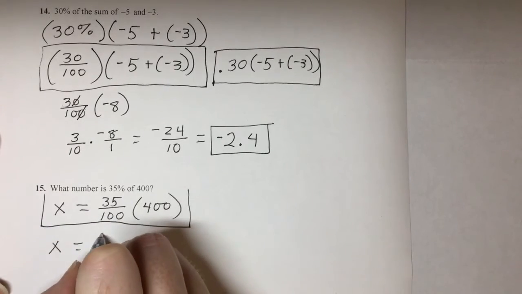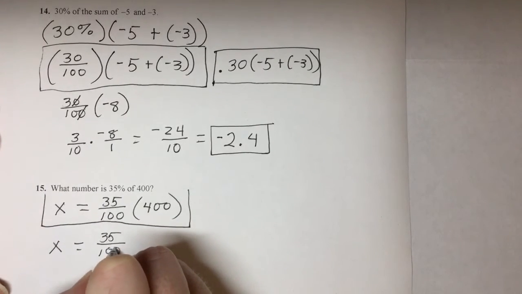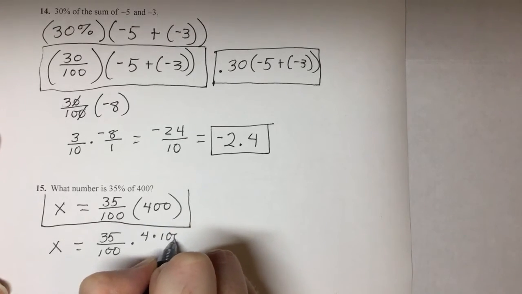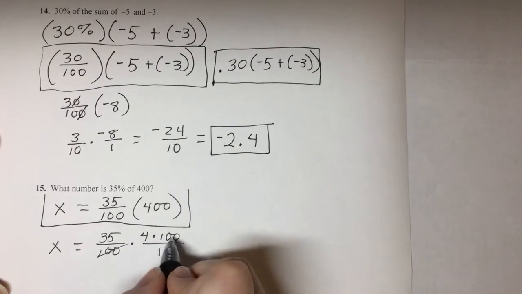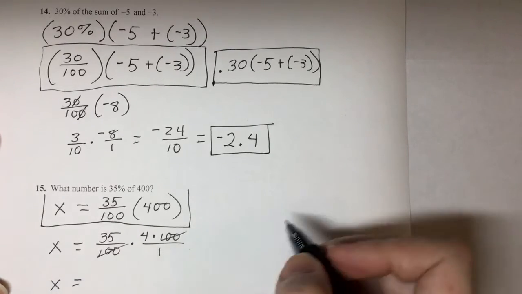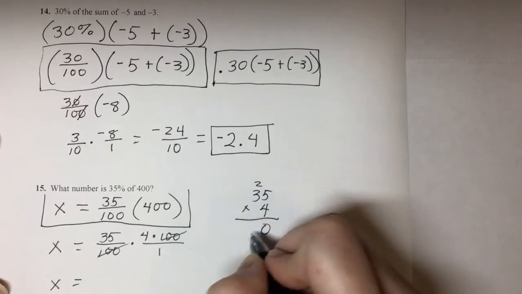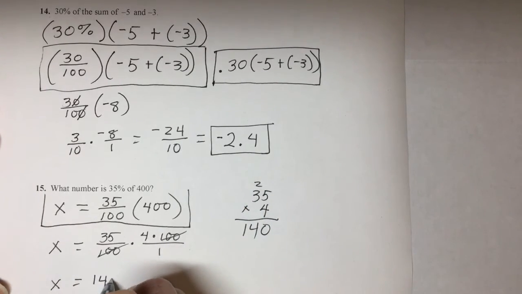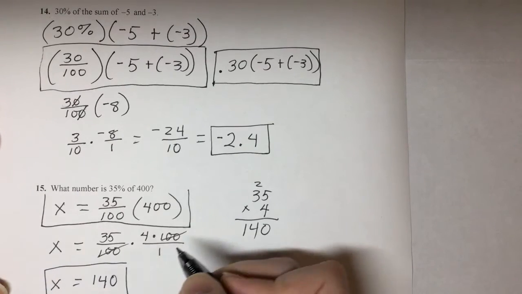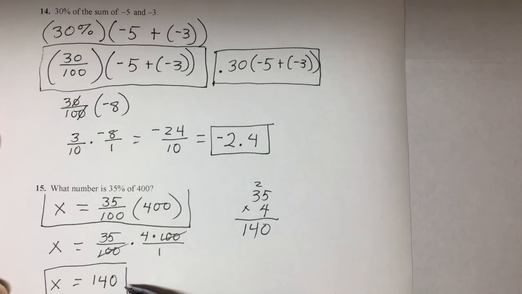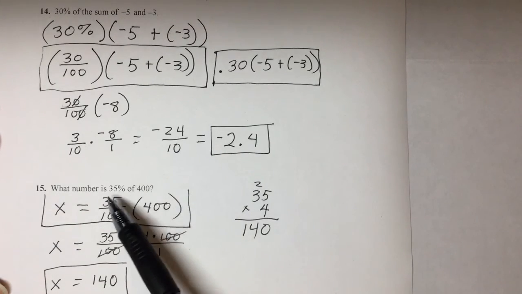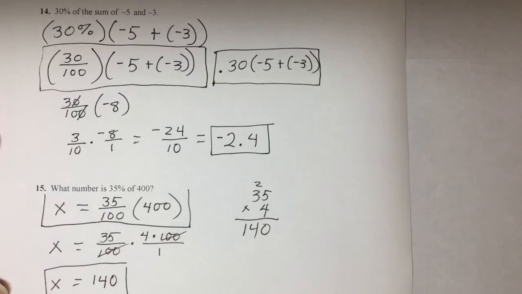So here we just have arithmetic. 35 over 100. 400 is 4 times 100 over 1. So all I need here, scratch to the side, 35 times 4. Translation, and then evaluation in this case. 140 is 35% of 400, but all we're doing is that same direct translation. So do practice with this, because this is going to be crucial in word problems.